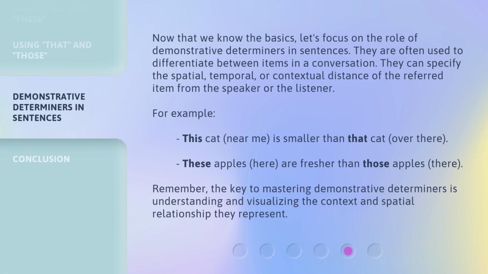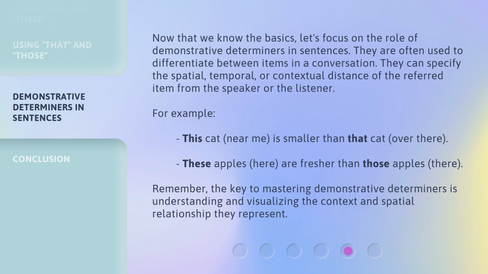Now that we know the basics, let's focus on the role of demonstrative determiners in sentences. They are often used to differentiate between items in a conversation. They can specify the spatial, temporal, or contextual distance of the referred item from the speaker or the listener.